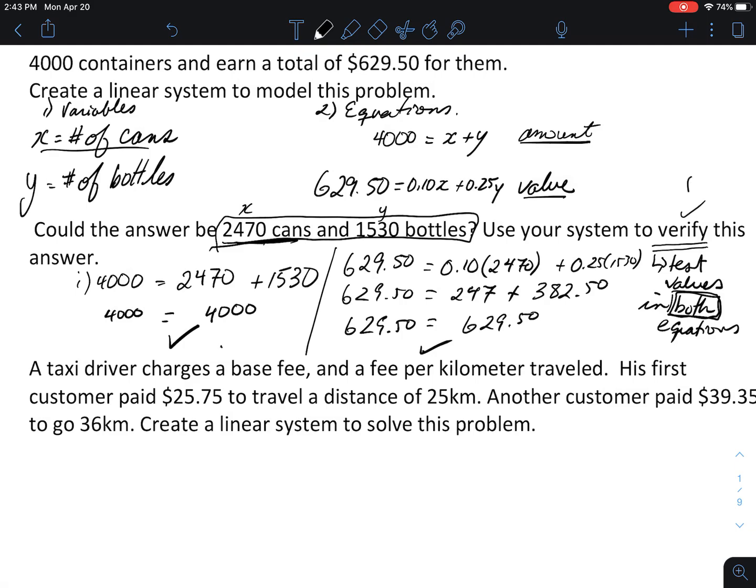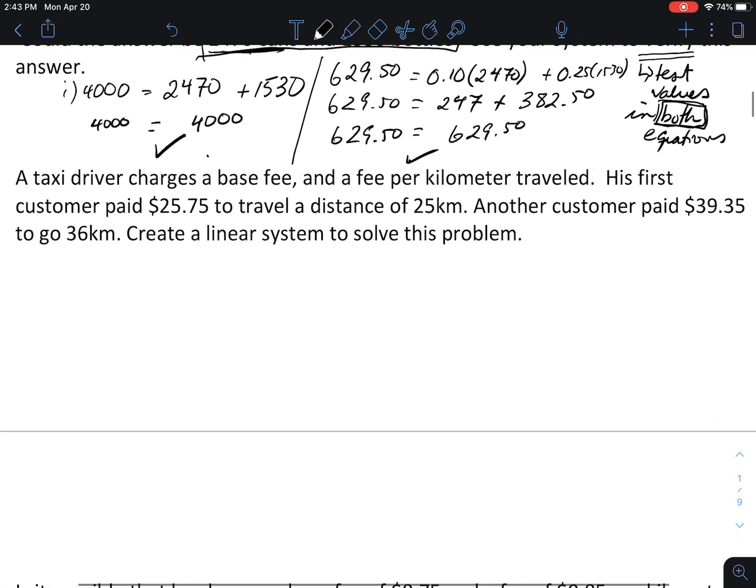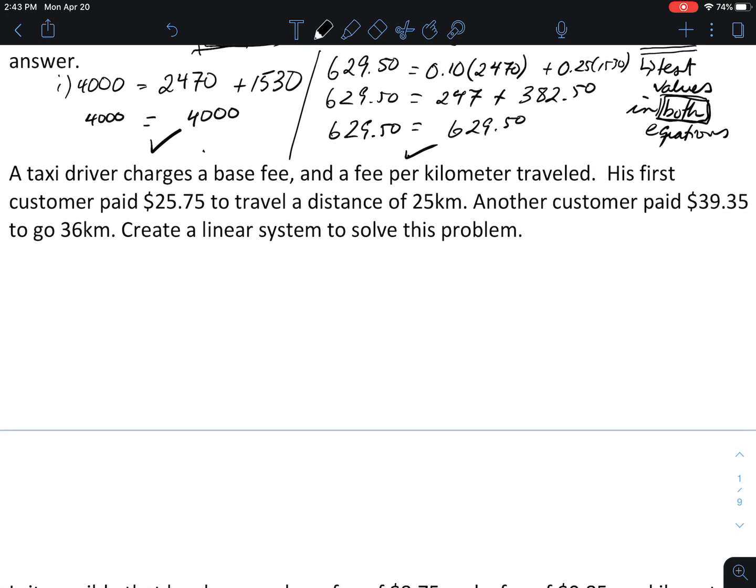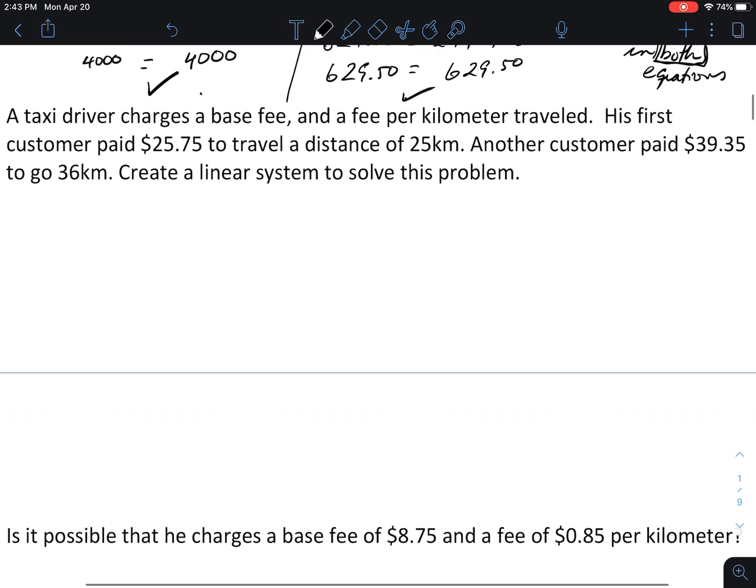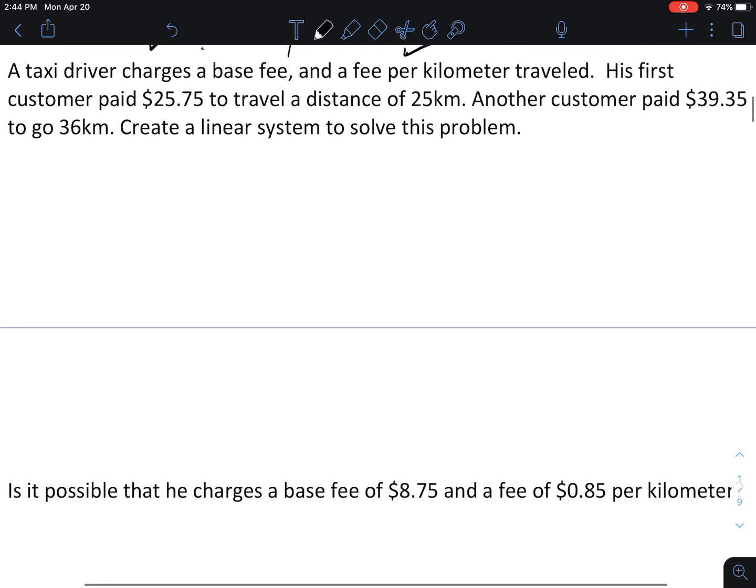So could the answer be this? Yes, that is exactly the answer. I have verified in both equations that it is correct. Okay, here's a different problem about a taxi driver.